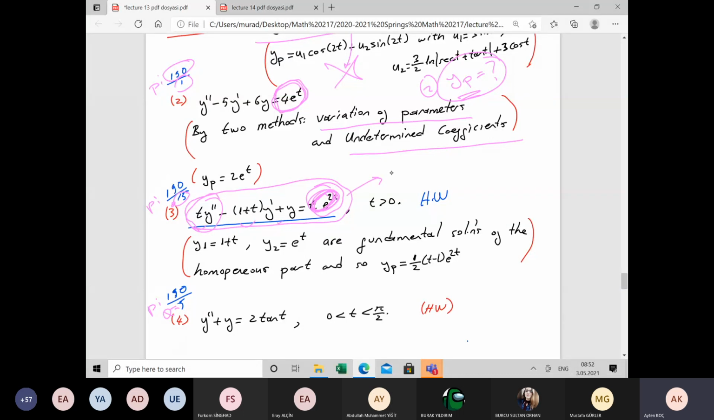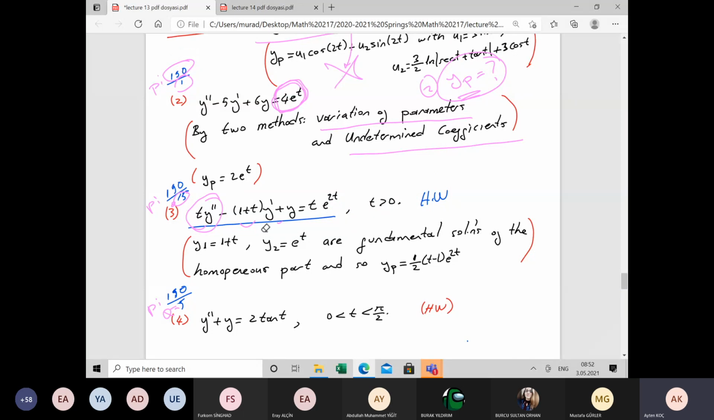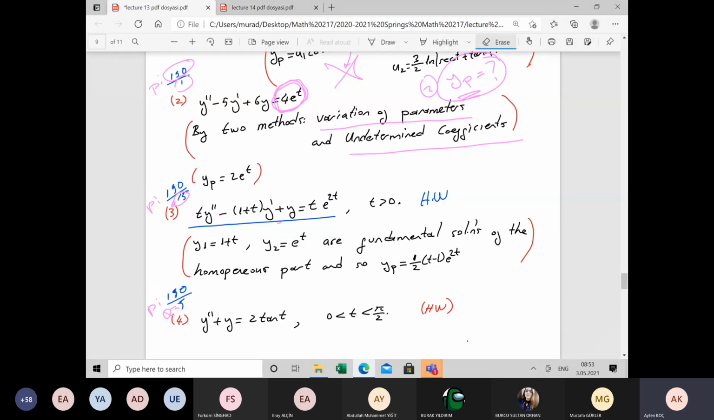So, and of course, this one is a non-homogeneous equation. First, find the general solution of the homogeneous part, and then the next one, the particular solution. But here, if we consider the homogeneous part, it does not have constant coefficients. It is not possible to use the characteristic equation to find the general solution of the homogeneous part.